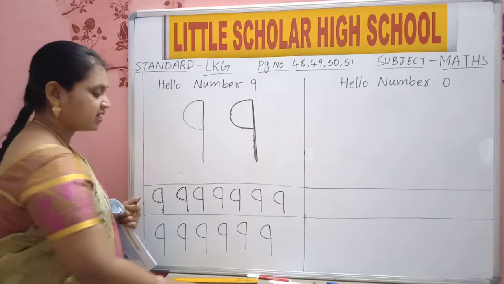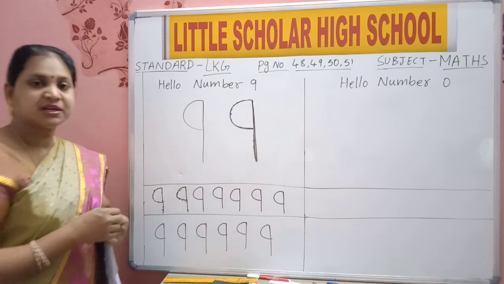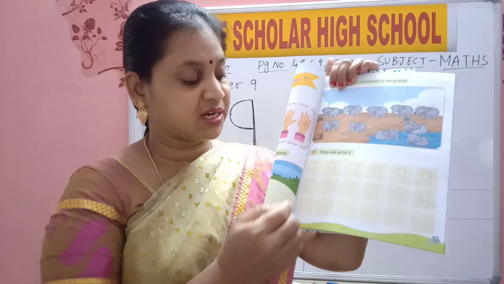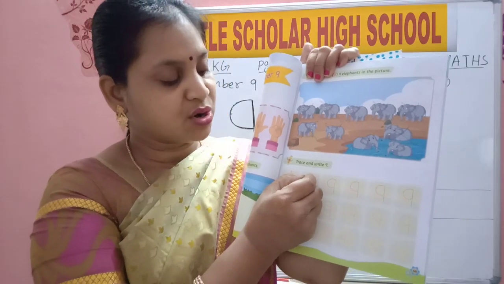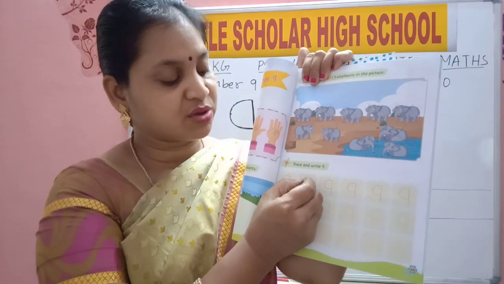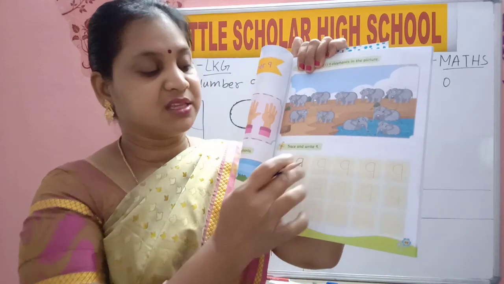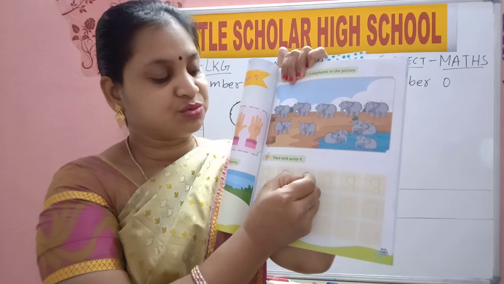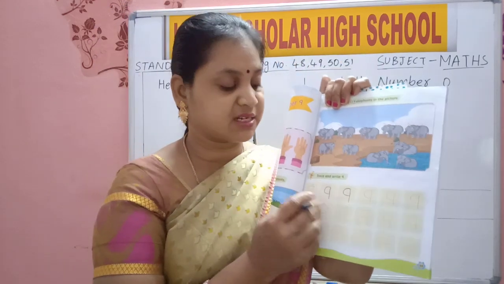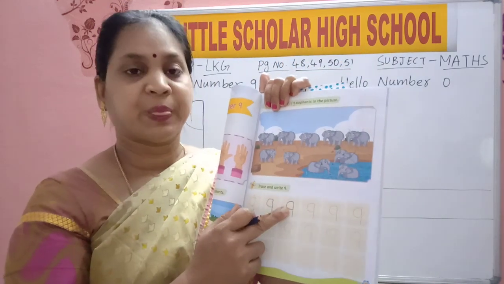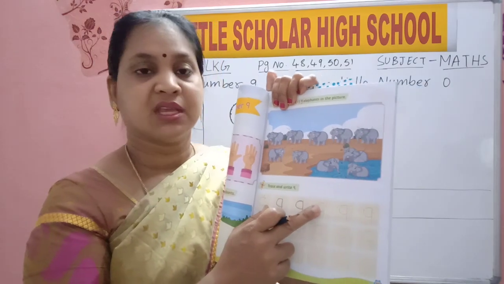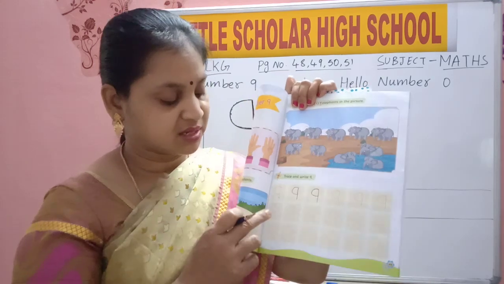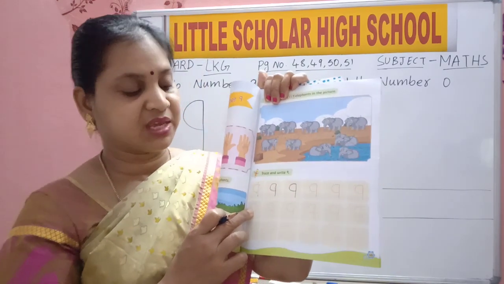Number 9. Yes, did you finish? Come on, write it very neatly. On these dots you should write. Trace it first on the dots and complete these 2 rows. Number 9. Say and write. Number 9.